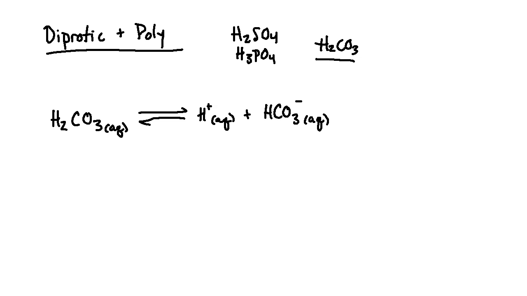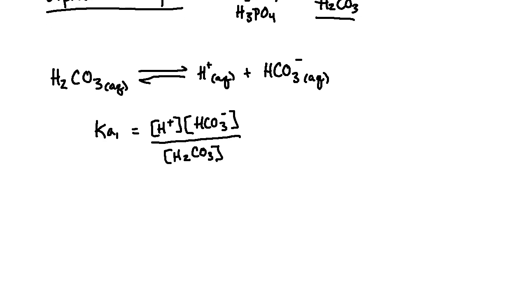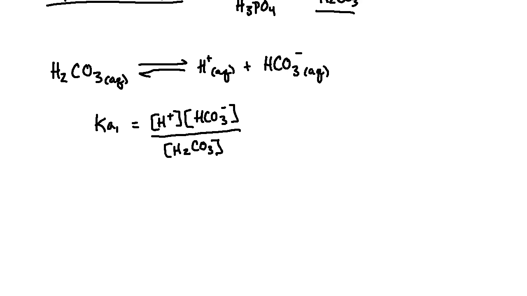Okay. So when you have this, you would have a Ka, and this would be referred to as Ka1 because there's going to be a Ka2. So Ka1 would be H plus times the HCO3 minus, which is going to be your conjugate base. That's the equivalent of A minus when we're looking at the generic formula. And then that would be over H2CO3.